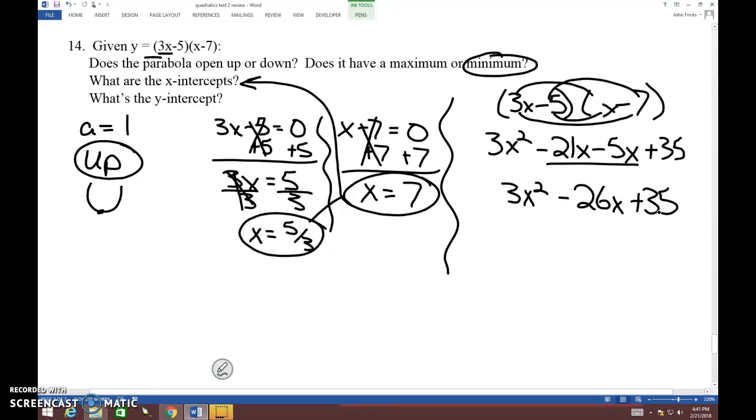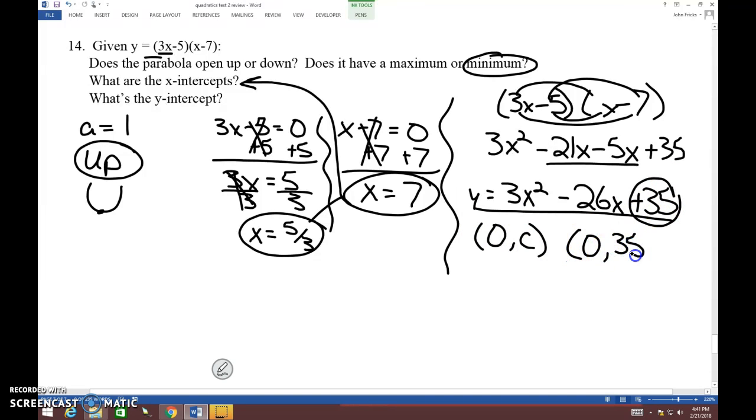So when you're looking at this in standard form, once again, we know this is 0 comma c. So to find that, we would look at the c value, and the answer here would be 0 comma 35. So you can find it relatively easy. There's a little bit of work involved there, but to find the y-intercept, it's not a whole lot of work. Just write it out in standard form, and you can go from there. All right, so that takes care of number 14.